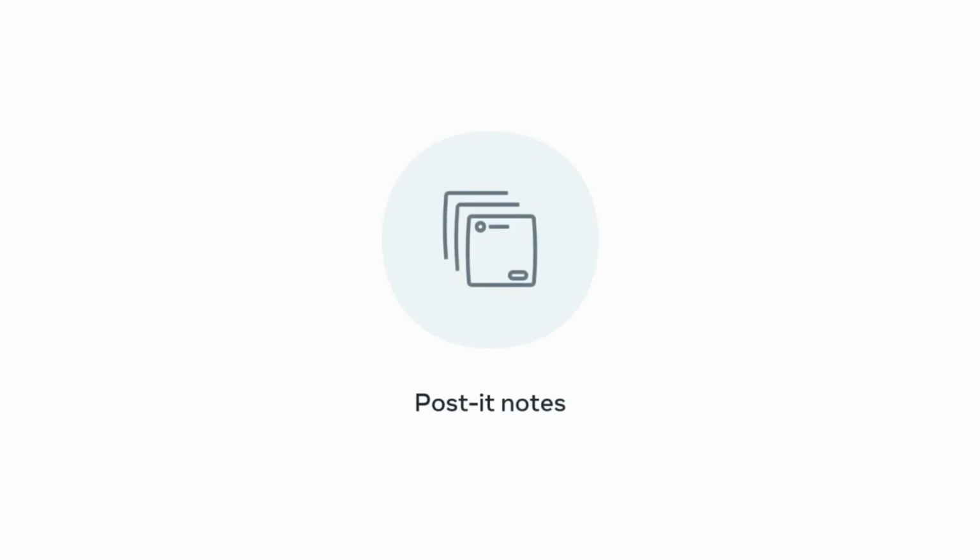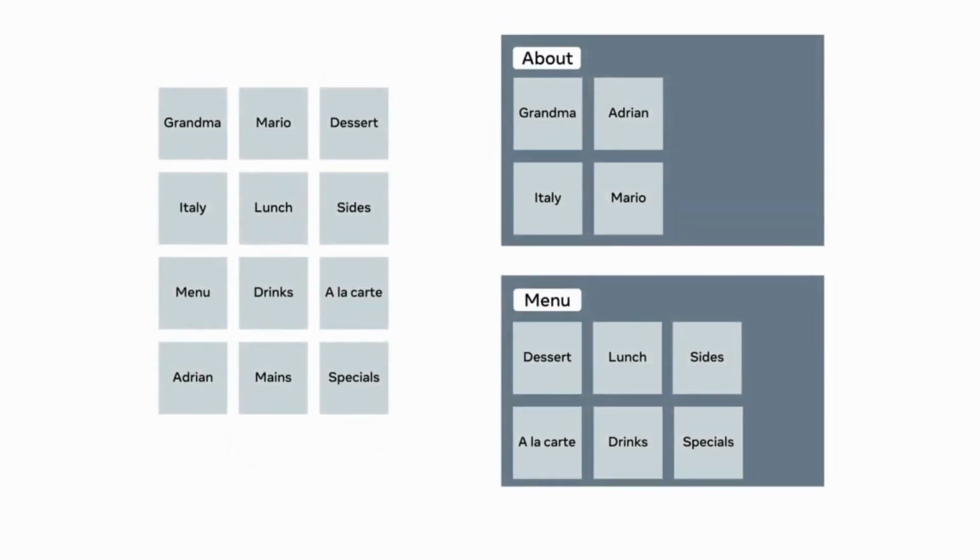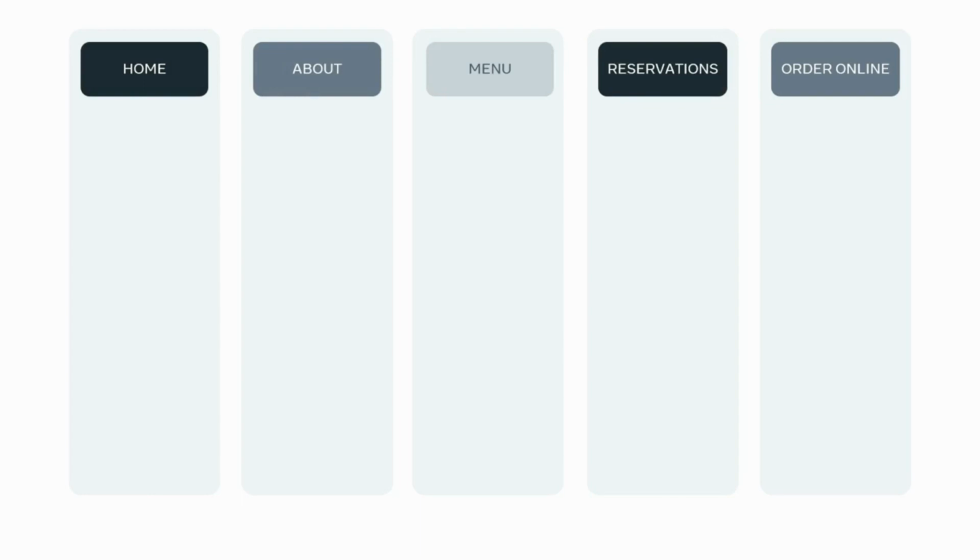In a card sorting exercise, you write all of the individual elements that you want to include on the site on Post-it notes. You then ask your potential users to order them into logical groups that make sense to them and group results. This can be done on a table or a wall to group cards within sections like menu and about. The website navigation can be organized into 5 sections: home, about, menu, reservations, and order online.